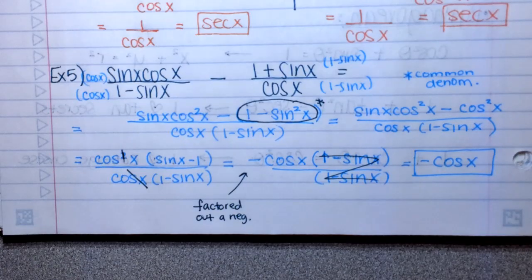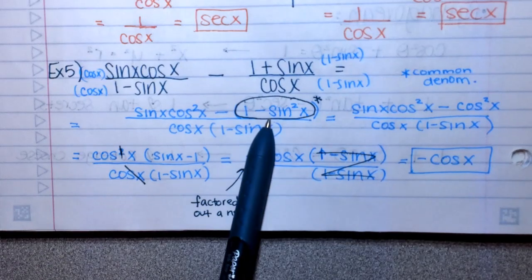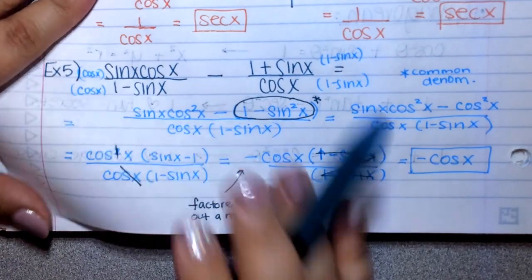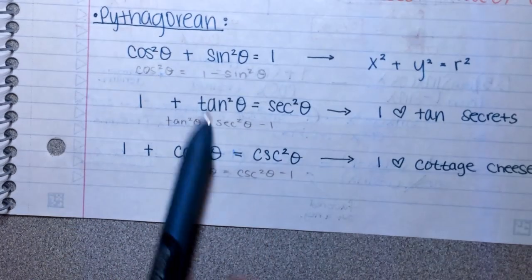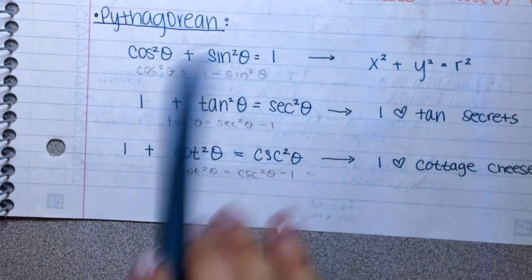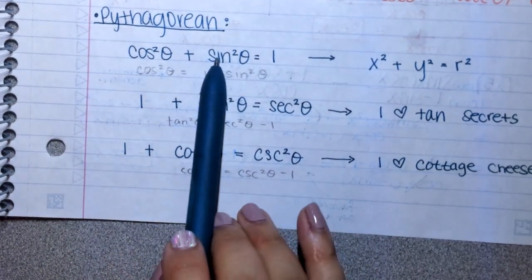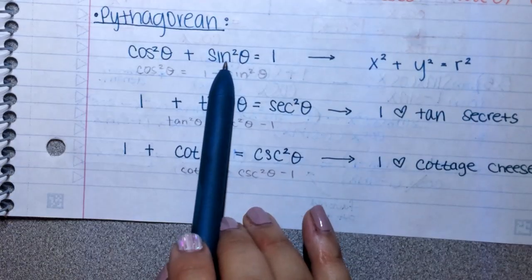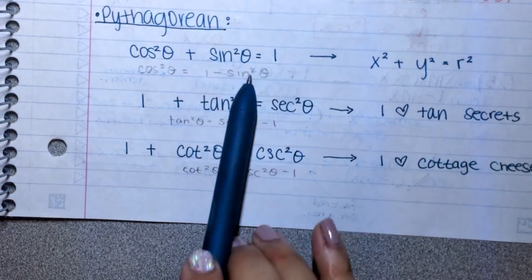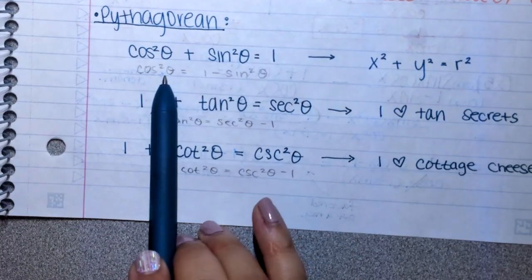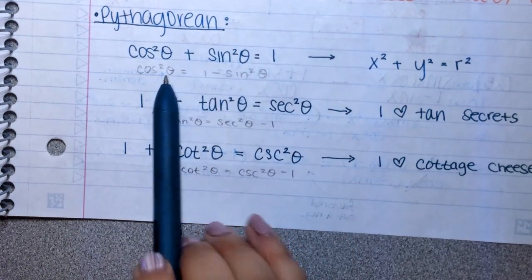Can you explain how the 1 minus sine squared x became cosine squared x? Yeah, absolutely. So right here, 1 minus sine squared x. If you look at our Pythagorean identities, if I were to move this to the other side, I would subtract sine squared x from both sides, and then I get 1 minus sine squared x. What does that equal? Does that make sense? Correct.